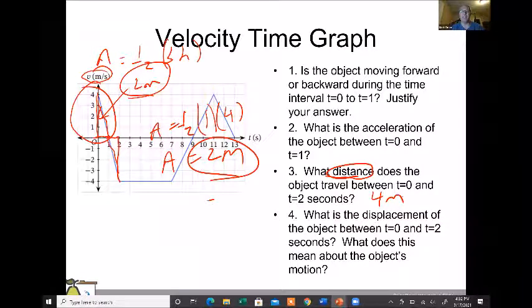Now, notice the next part of this question, number 4. What is the displacement of the object? What again is the main difference between displacement and distance?